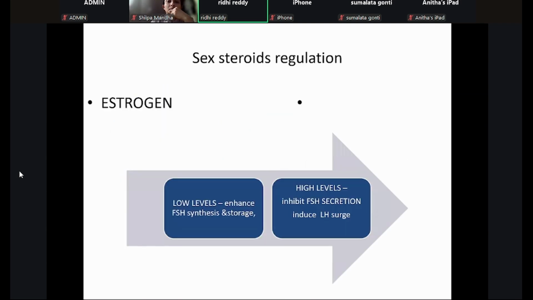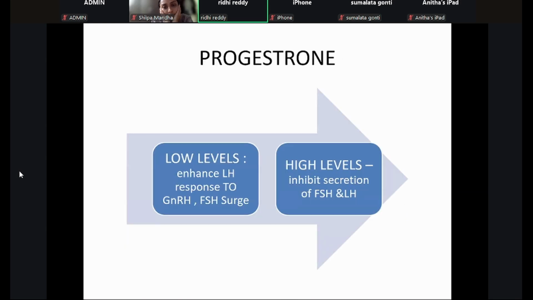Low levels of estrogen cause FSH synthesis and storage, whereas high estrogen inhibits FSH secretion and also induces the LH surge. Progesterone at low levels helps in the FSH surge as well as the LH surge, whereas high levels inhibit the secretion of FSH and LH.